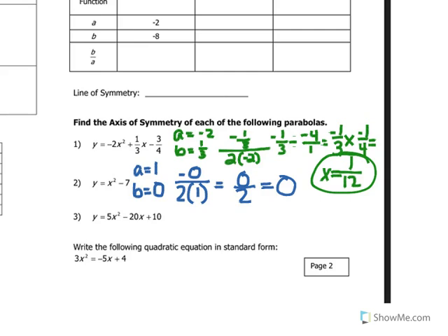I will say this, if you put -0 divided by 2 in your calculator, it's still going to give you just 0 because there is no negative or positive with zeros. But your calculator knows that.